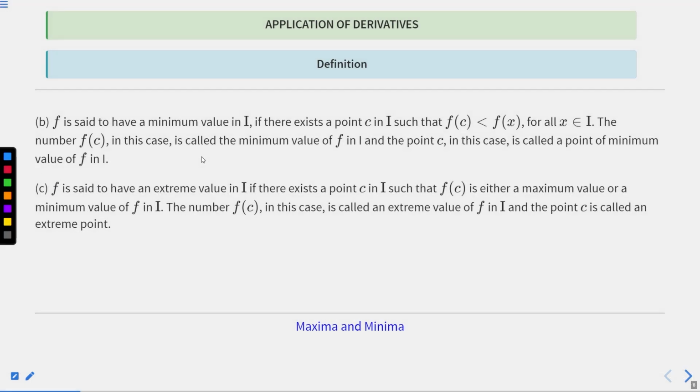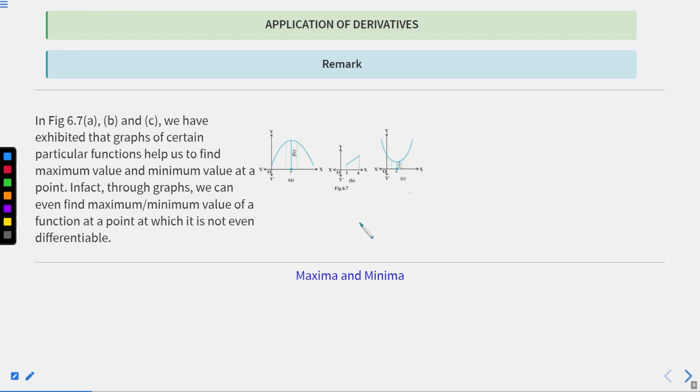The same thing happens for minimum, but here f of C will be less than f of x for every x in the interval. That's it. And when we talk about extreme value, it is not yet clear whether we are talking about maximum or minimum. When someone refers to this term, they are trying to say that f attains either maximum or minima. More information is needed. Okay, clear? I hope it is clear to you. Let us move to next now.